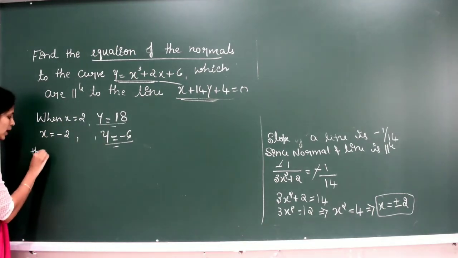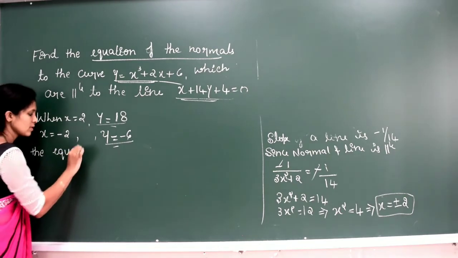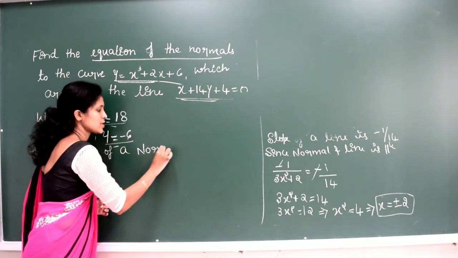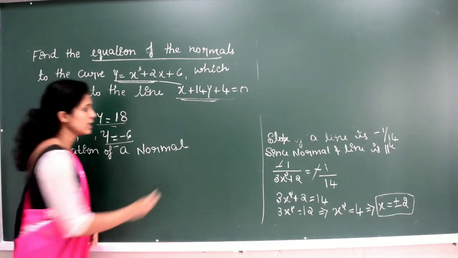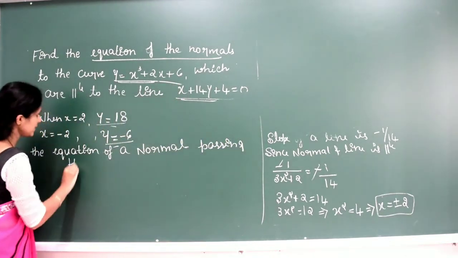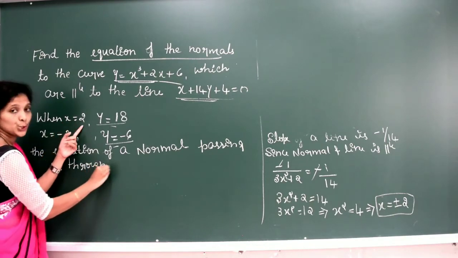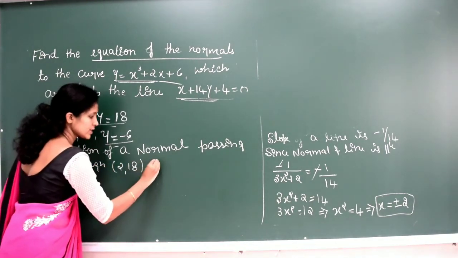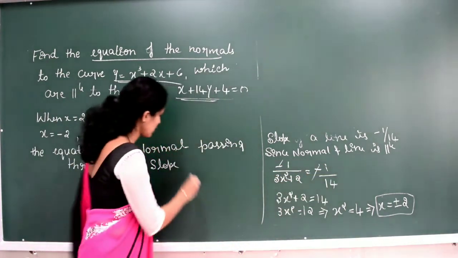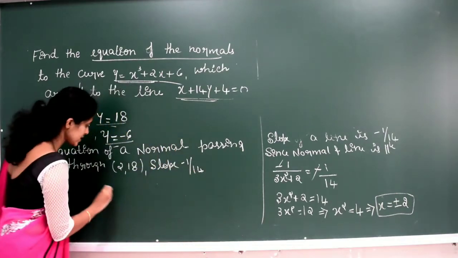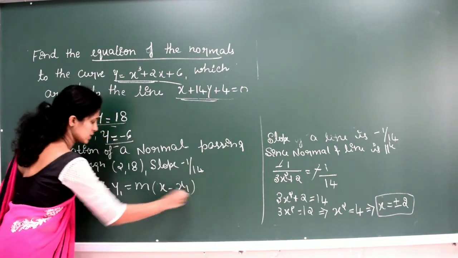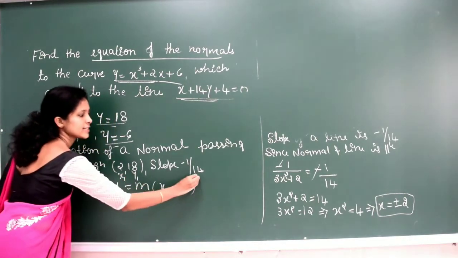Now what do you have to write? The equation of a normal. Is it clear? You have to find the equation. I am not going to solve this. The equation of a normal passing through, what is the first point? Passing through the point (2, 18) with slope, what is the slope? Since they are parallel, slopes will be equal. Slope minus 1 by 14. Now substitute this. y minus y1 is equal to m into x minus x1. So this is x1, this is y1 and this is m.